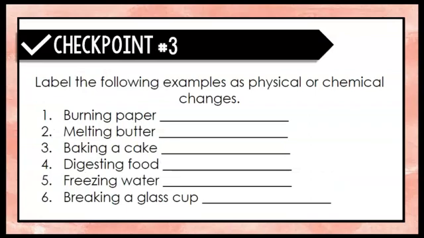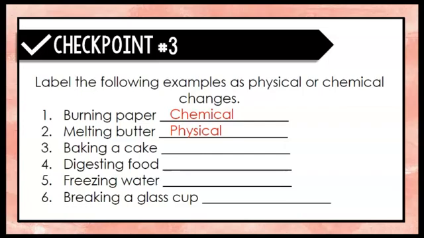Now, pause the video, try this example, label the following examples as physical or chemical changes. First off, burning paper is chemical because you have the light, you have the heat, you have the sound, you have the smell. Melting butter, that's physical. So if you do it right, you can put it in the fridge and unmelt it. It won't look the same, but it will still be the same substance.